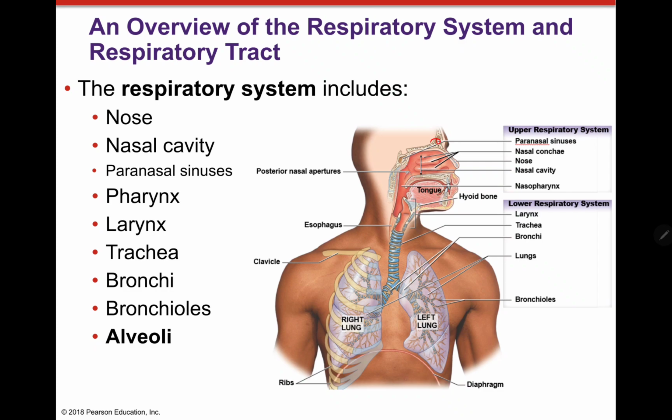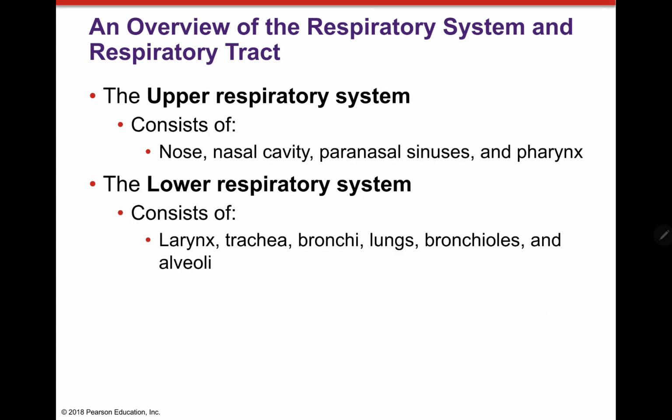Right behind the nose, you're going to have the nasal pharynx. You're also going to have the whole pharynx. Under the pharynx, you're going to have the larynx, and then the trachea, the bronchi, the lungs, and the bronchioles as well. And those last portions, we're going to have the alveoli. So again, the upper respiratory system: nose, nasal cavity, paranasal sinuses, pharynx. The lower respiratory system is going to be the larynx, trachea, bronchi, lungs, bronchioles, and alveoli.